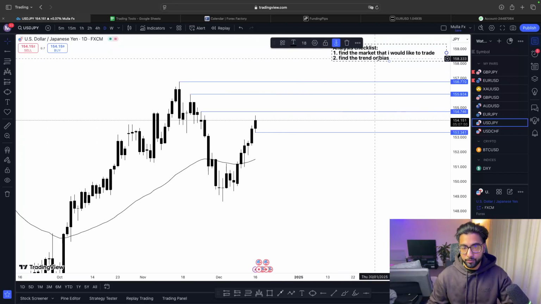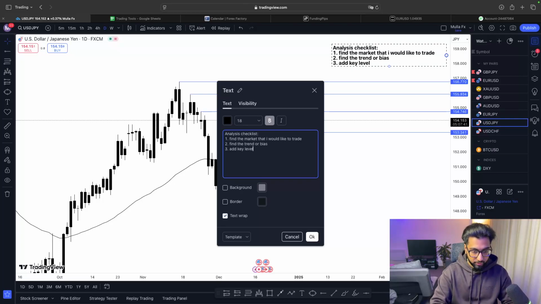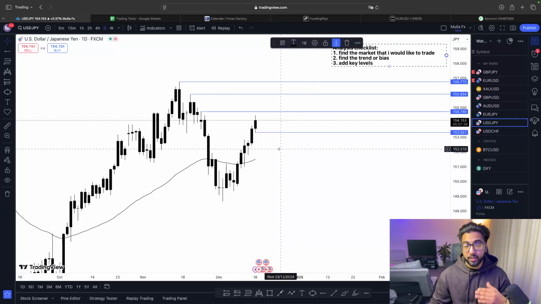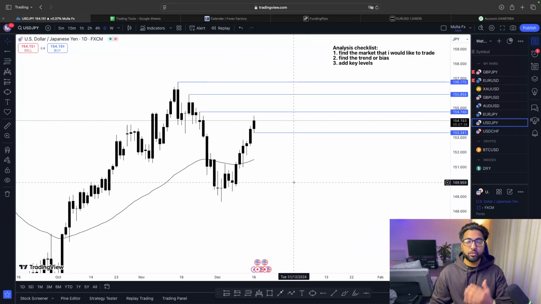Next, what we want to do is add key levels. Okay, now we technically already have key levels, right? This here, this here, this here, this here. However, that's not strong enough.